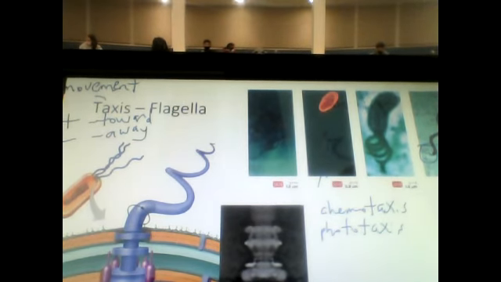There are differences between prokaryotic and eukaryotic flagella. The prokaryotic flagella are thinner than eukaryotic. They're not covered with a plasma membrane. In eukaryotic cells, the plasma membrane actually covers the flagella, but that's not true in prokaryotic cells. And their structure is different, and the way they move is different.